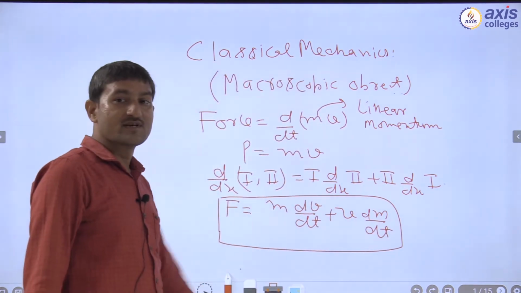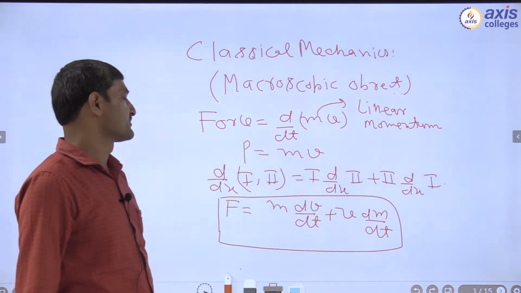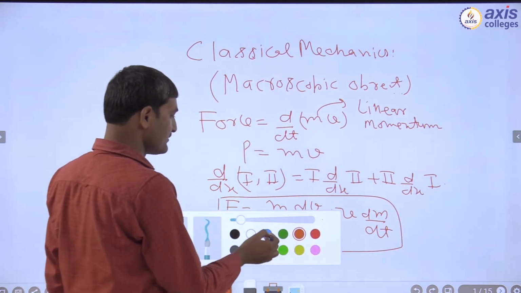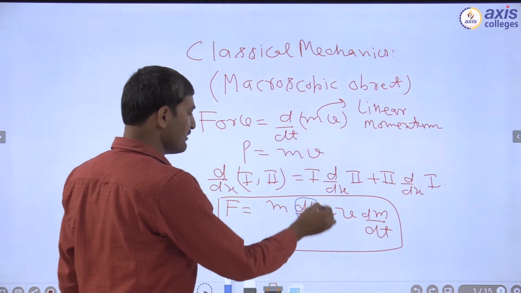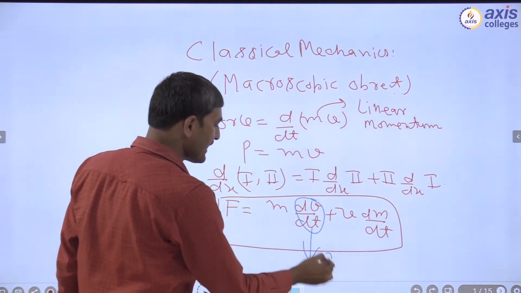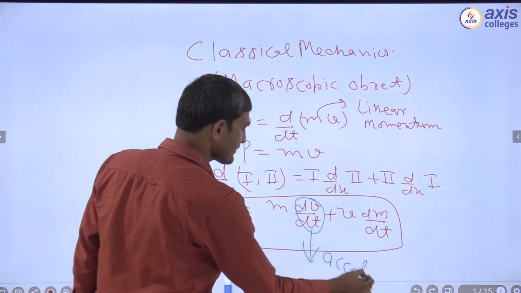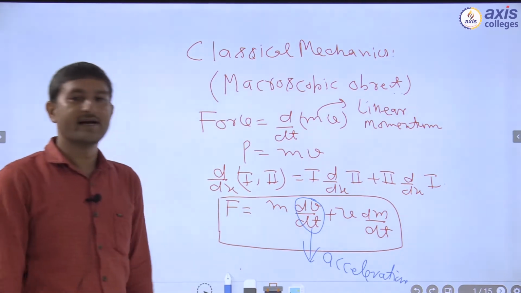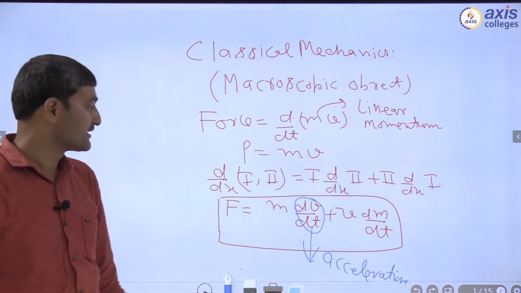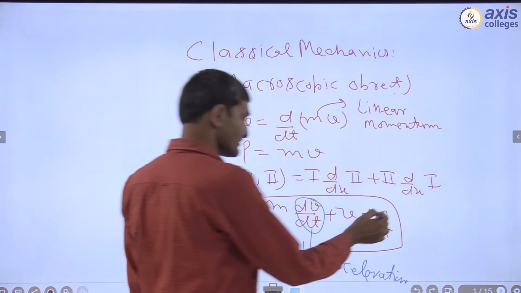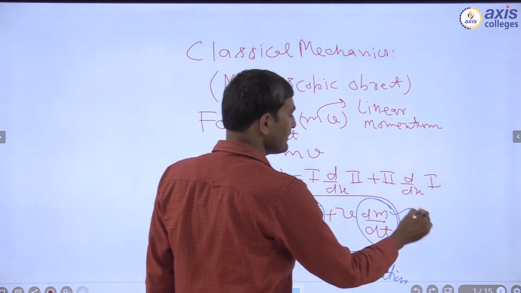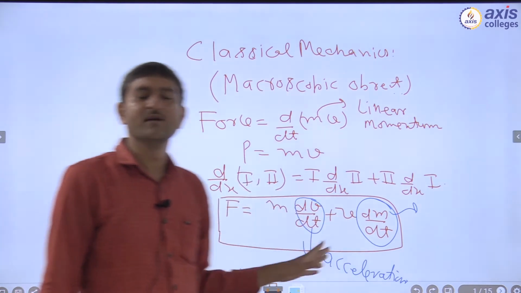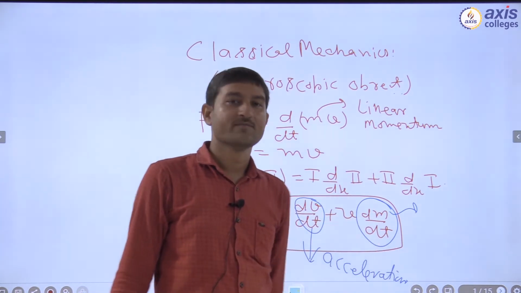So this equation has two terms. This term dv by dt gives the acceleration, because this is the rate of change of velocity. But what is the second term? The second term is how mass changes with respect to time. This is very important to understand.